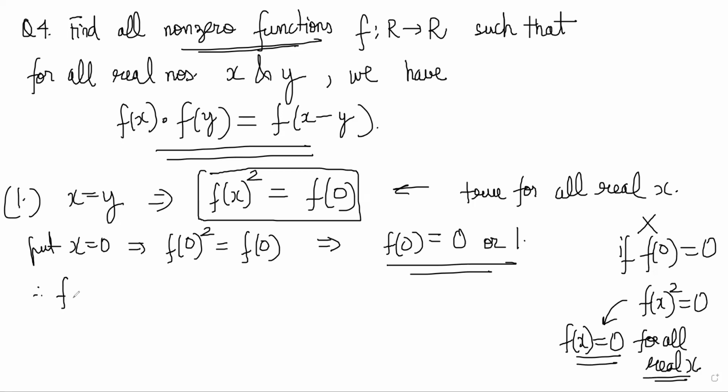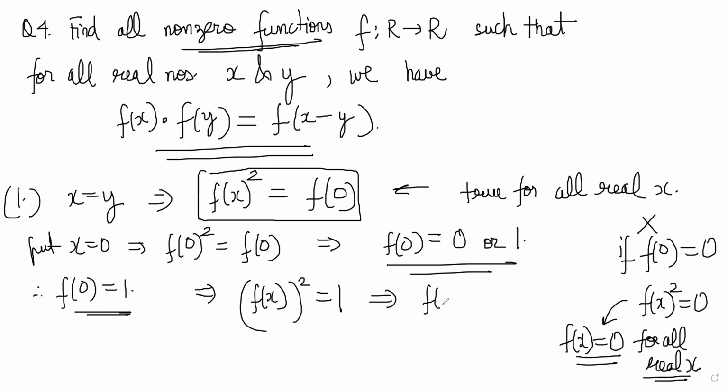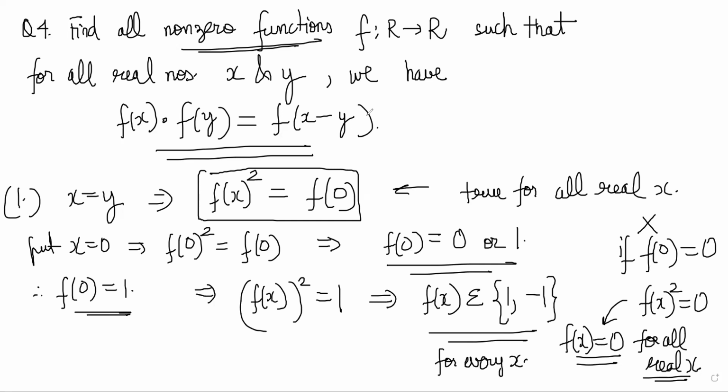So therefore, we will say that f of 0 is equal to 1, right? And if f of 0 is equal to 1, that implies that f of x whole square is equal to 1, which implies that f of x will be either 1 or minus 1, right? f of x is going to be either 1 or minus 1 for every x, right? Now, how do we find whether it is 1 or minus 1? Very simple. We'll say y is equal to x by 2 here in this original equation.